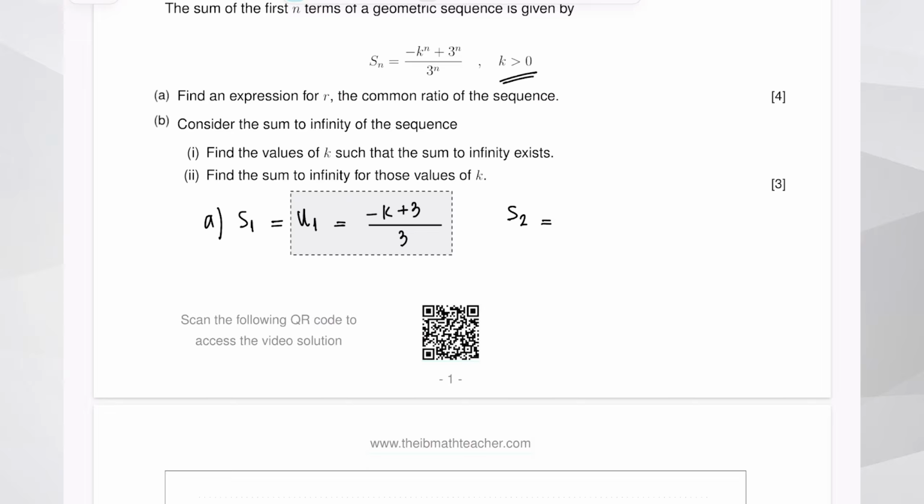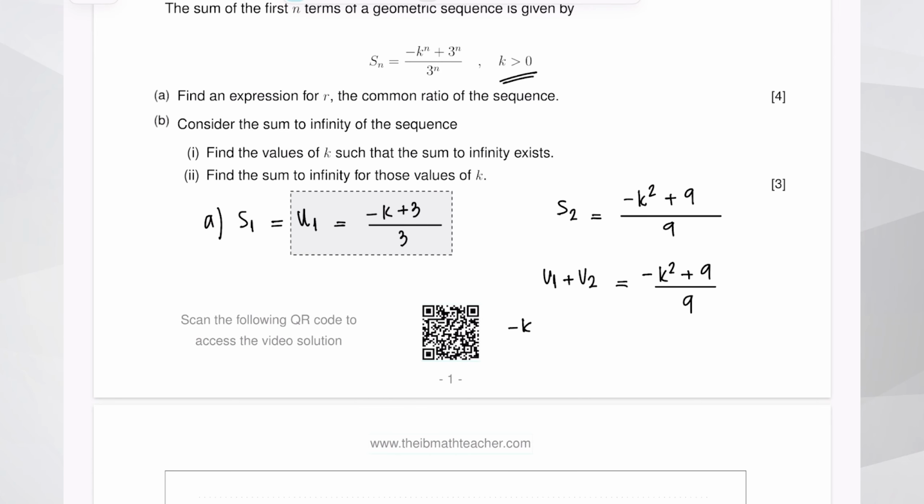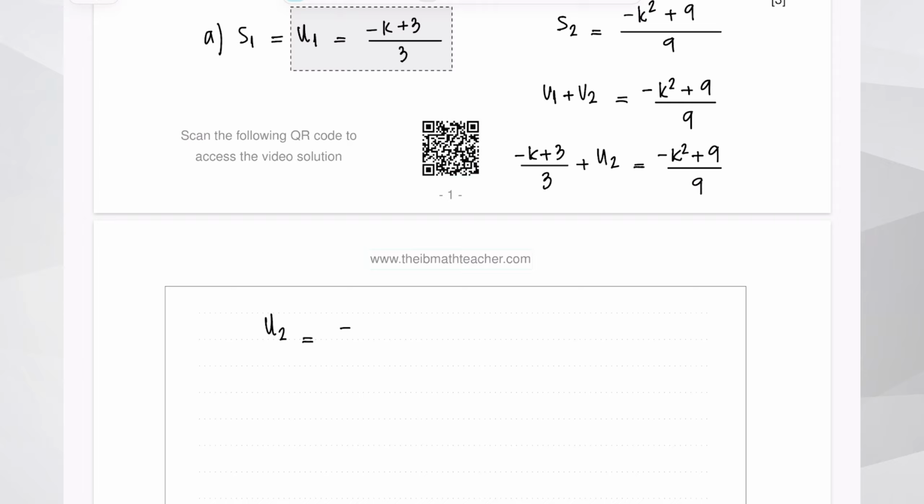Now S2, which is the sum of the first 2 terms, U2 plus U1 or U1 plus U2, is equal to negative k squared plus 9 over 9. Now we need to find U2 to find the ratio of this geometric sequence. So let's subtract from S2 the U1 which was calculated before. We know that U1 is negative k plus 3 over 3. Therefore, our U2, and let me move this down because I ran out of space, is equal to negative k squared plus 9 over 9 minus negative k plus 3 over 3.